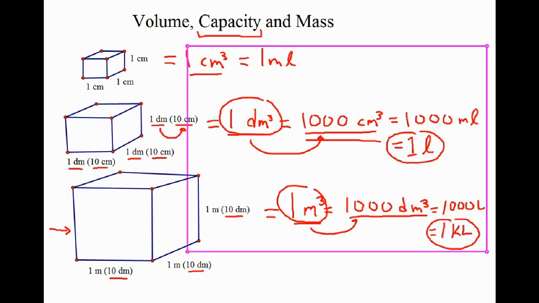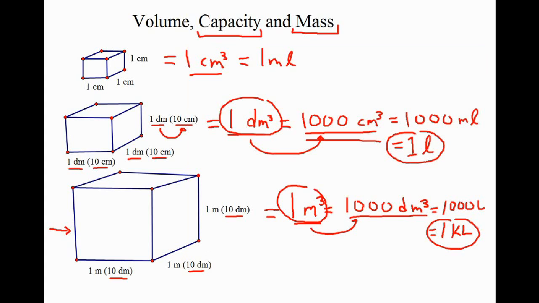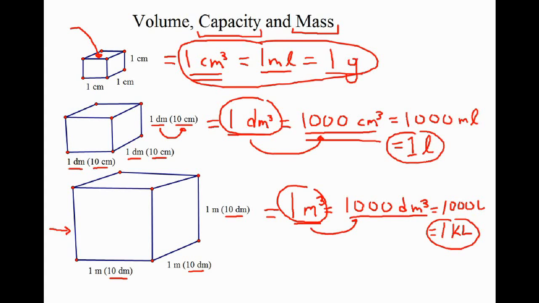The next thing we're going to talk about is mass, which is just another word for weight. There is a connection between units of volume, units of capacity, and weight or mass. Now, when we're talking about mass here, we're talking about the mass of water. If I have 1 centimeter cubed of water, that means I have 1 milliliter of water, and that actually weighs 1 gram. So all of these are equivalent: 1 centimeter cubed is the same as 1 milliliter, which is the same as 1 gram, as long as we're talking about water. Of course, 1 centimeter cubed of air is not going to weigh 1 gram.